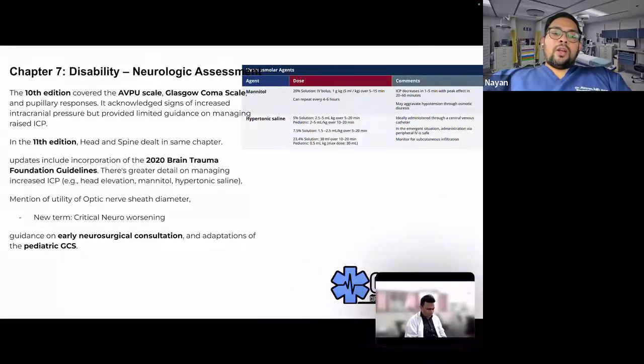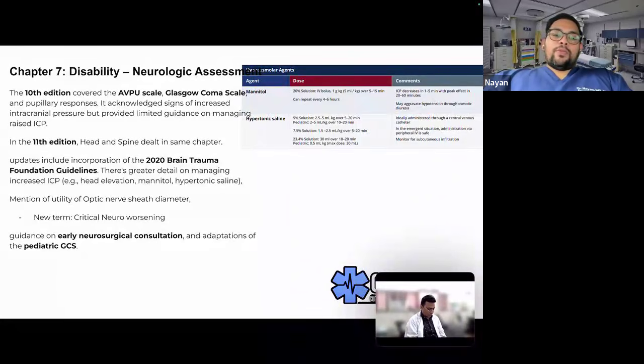And they've added the 2020 Brain Trauma Foundation guidelines also. And they've given very clear guidelines on managing raised ICP, head end elevation, mannitol, and they compared the hyperosmolar agents, which was not there previously. So there is no winner in this, but if there is hemodynamic instability, if the patient is in shock, they advise to avoid mannitol.